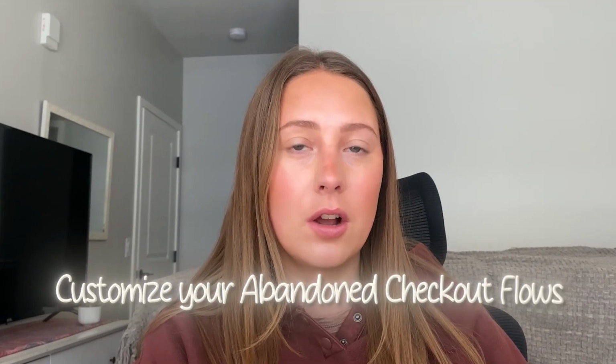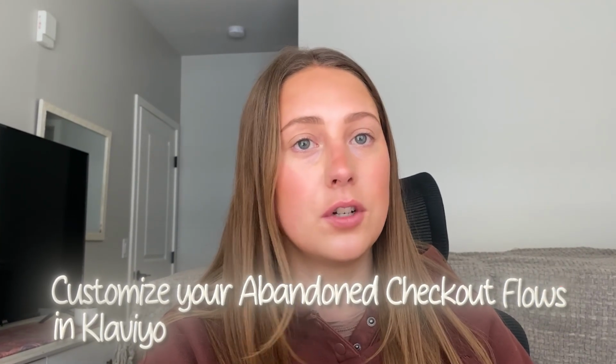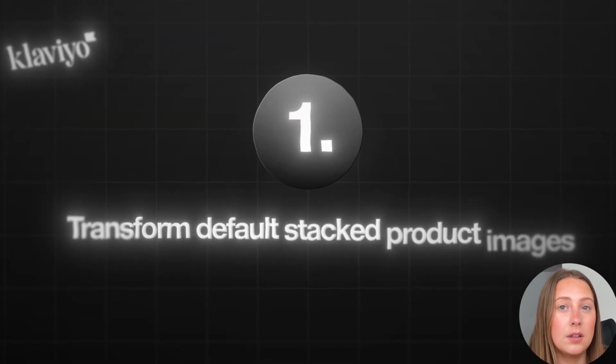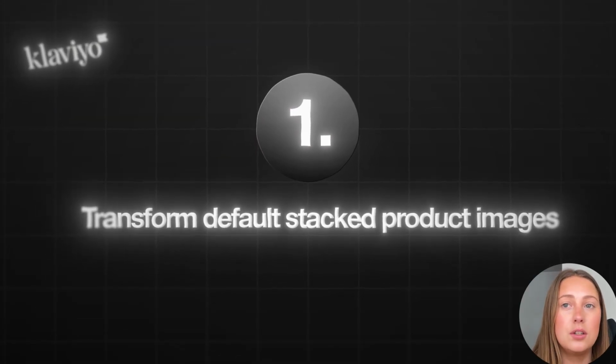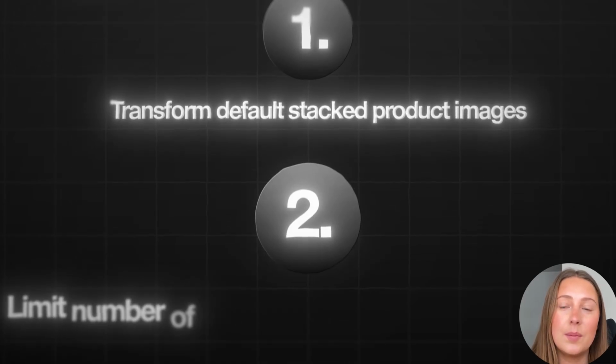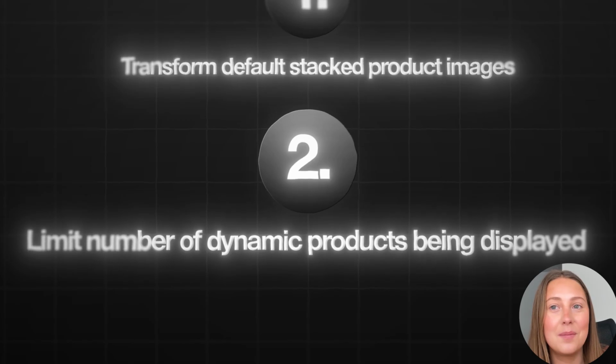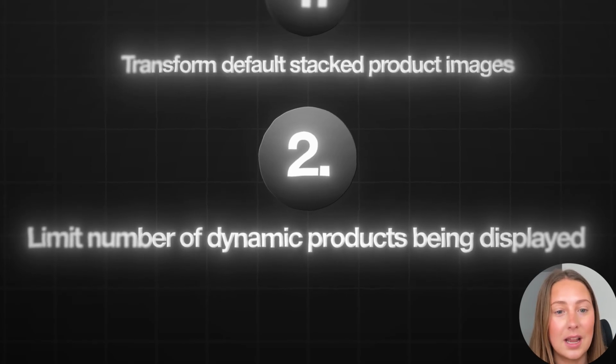Today we'll be diving into how to further customize your abandoned checkout flows in Klaviyo to decrease the need for scrolling and increase conversions. First, we'll transform those default stacked product images into a clean 2x2 grid layout that looks great on all devices. Then we'll learn how to limit the number of dynamic products being displayed, which not only speeds up your email load time, but also keeps your message focused and scannable.